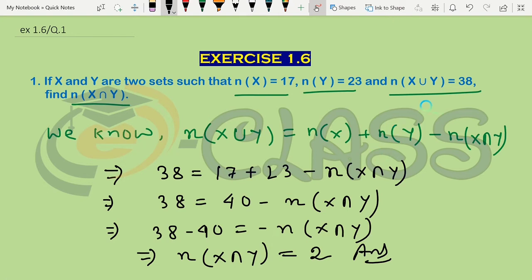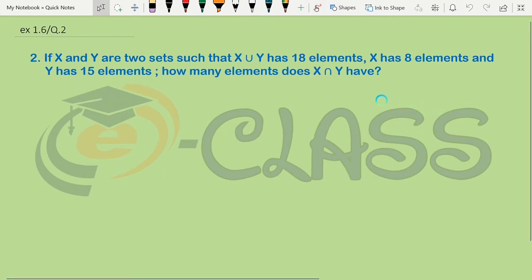Now question number 2. This is very easy. These questions are very easy. If X and Y are two sets such that X union Y has 18 elements, X has 8 elements and Y has 15 elements, how many elements does X intersection Y have?